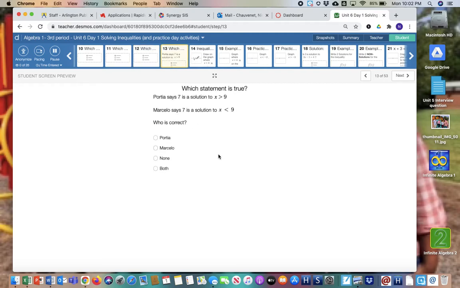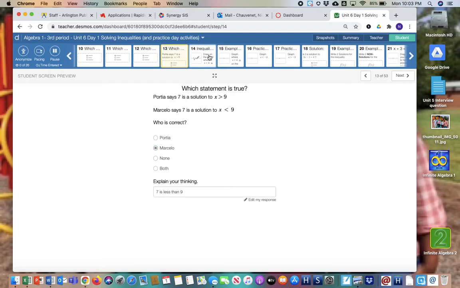Okay? So here it says Portia says 7 is a solution to x is greater than 9. Marcelo says 7 is a solution to x is less than 9. So who's correct? Well, again, put the 7 where you see the x. Is 7 greater than 9? No. Is 7 less than 9? Yes. So then that would mean that Marcelo would be correct here. Okay? Because 7 is less than 9.